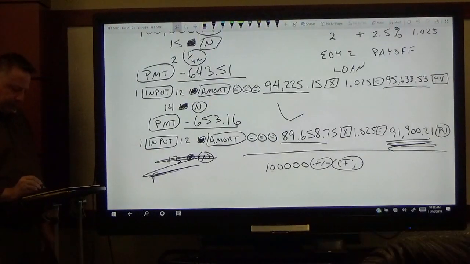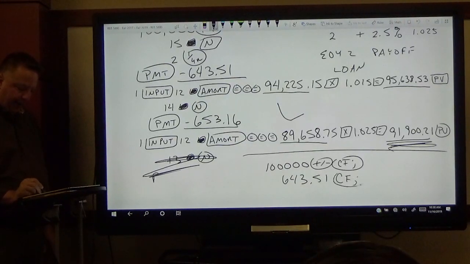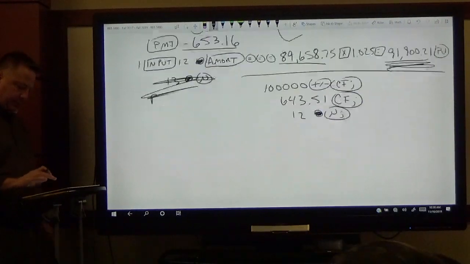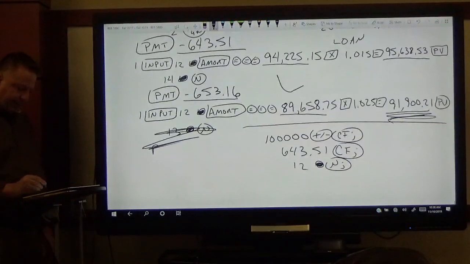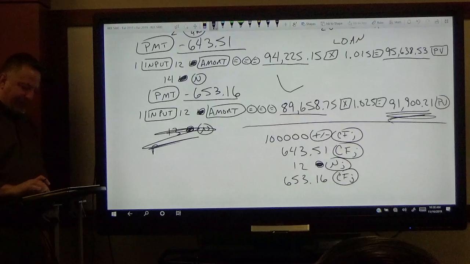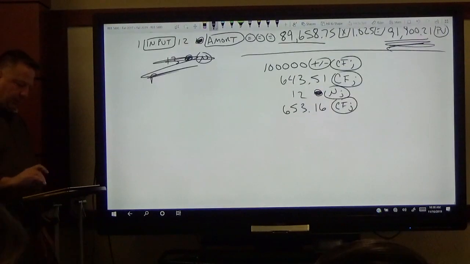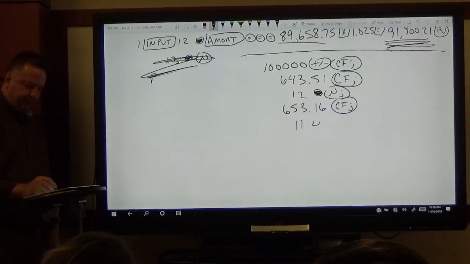Okay, so your first set of payments is going to be $643.51, and that's going to occur 12 times. Then your next set of payments is going to be the $653.16, and that is going to occur how many times? 12. No, 24. It's going to occur 11 times.